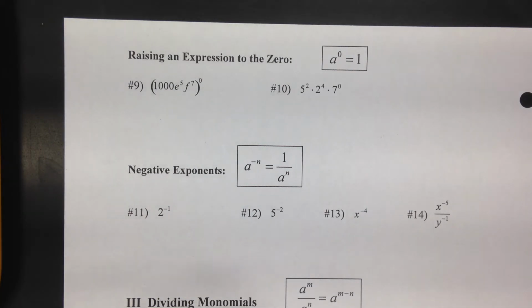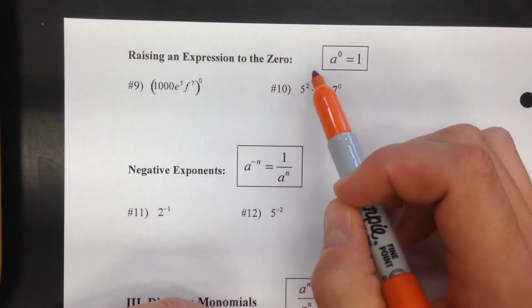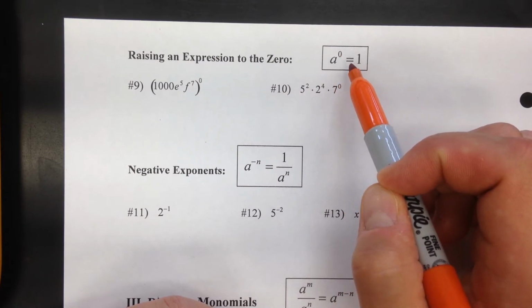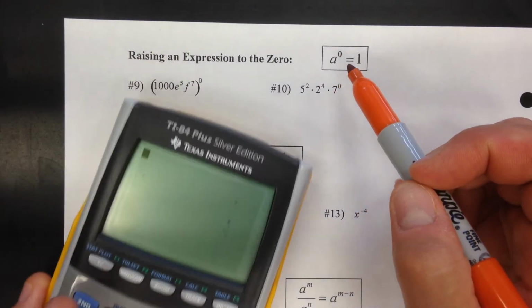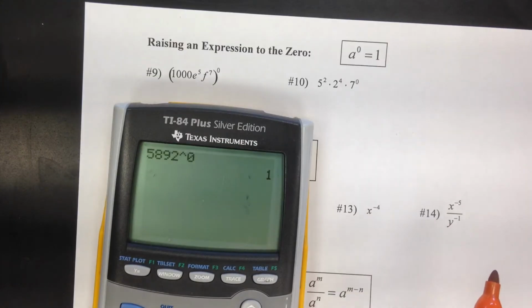Okay, we're back here for the second part of the notes. The next rule, raising an expression to the 0 power. Anything to the 0 is always equal to 1. Anything raised to the 0, you can take the calculator, pick a number. 5,892 raised to the 0 equals 1.